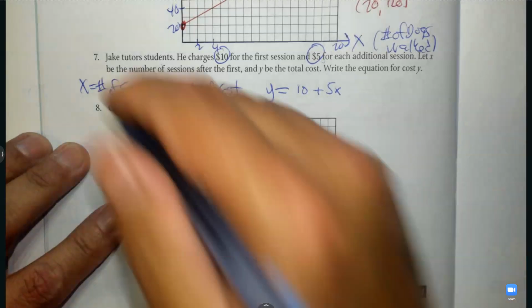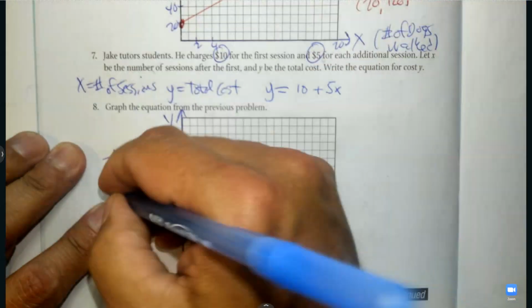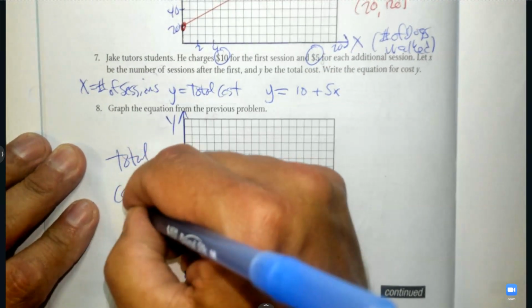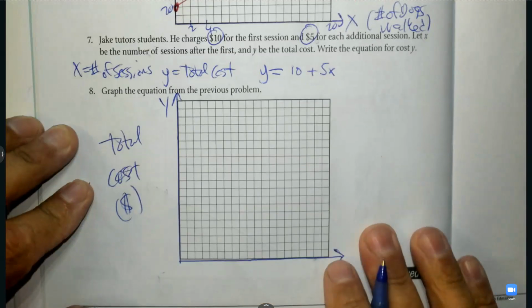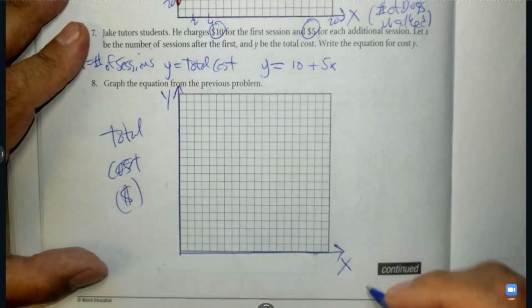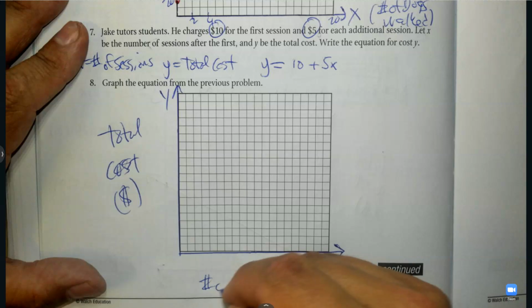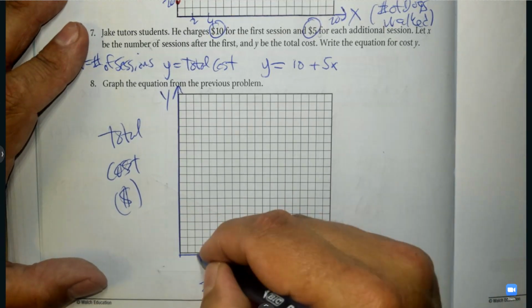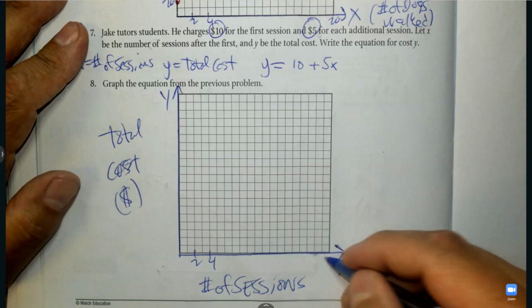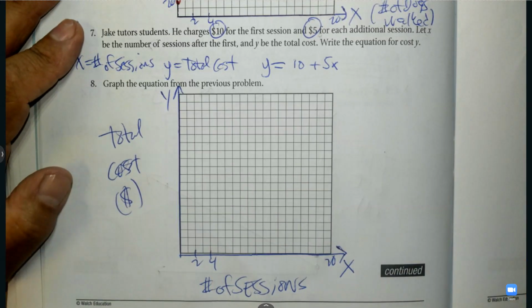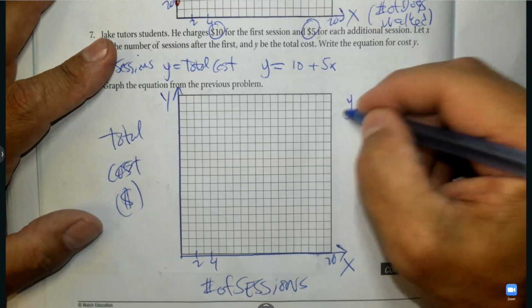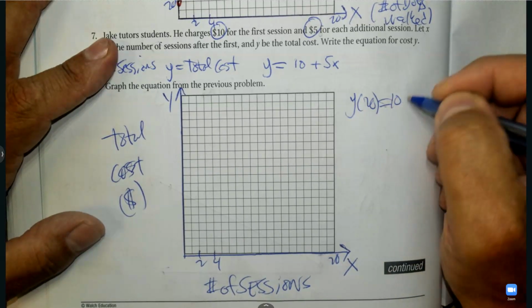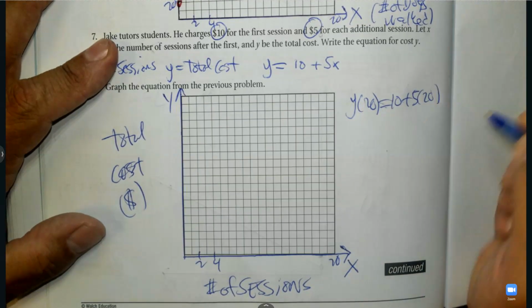So the y-axis is the total cost, again in dollars. And then the x is going to be the number of sessions. And again, I'm just going to count by ones. So I know this is going to go up to 20. So there's my scale. Now along the y, I'm going to plug in 20 to see what value I have to at least get up to, and then do it.